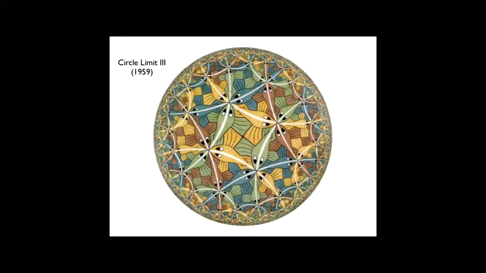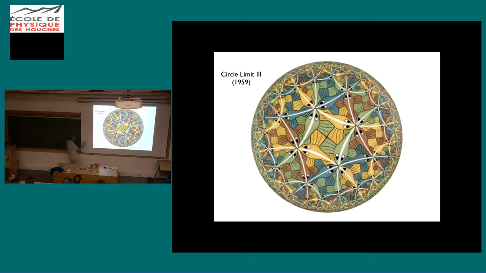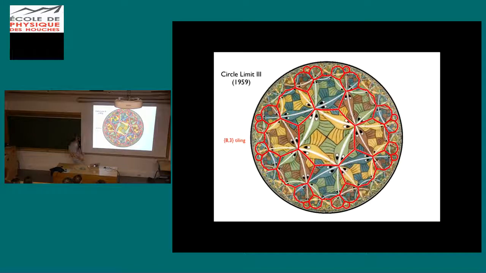Here's another circle limit print by Escher, done in 1959, a year later. And it's a much nicer print aesthetically. The fish are organic instead of angular. They flow nicely from one boundary to the other. So Escher was quite proud of this. This is actually an 8-3 tiling, so you've got octagons meeting 3 at a vertex. So he used a different tiling for that.